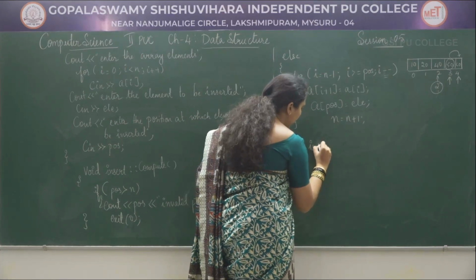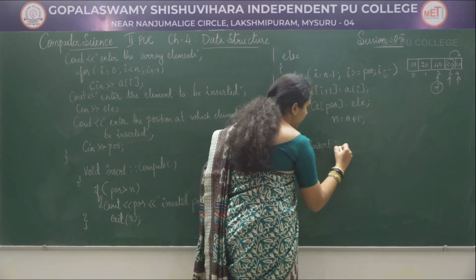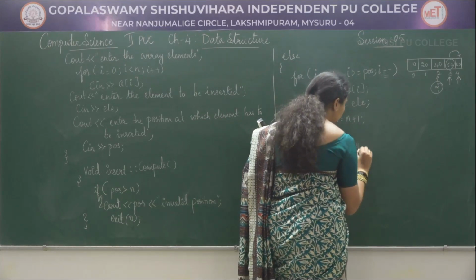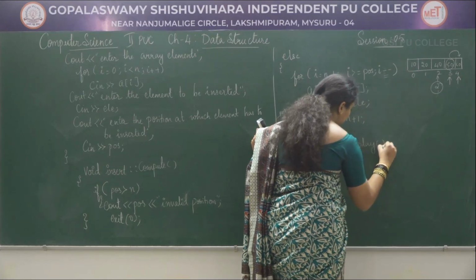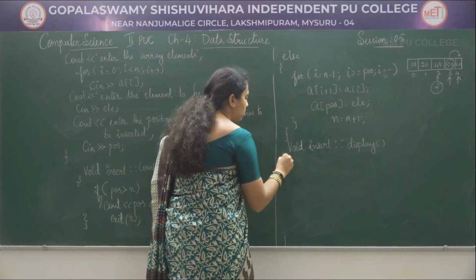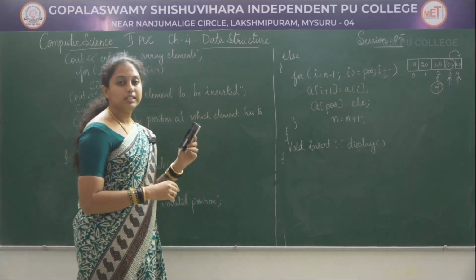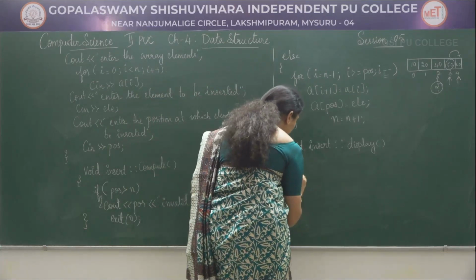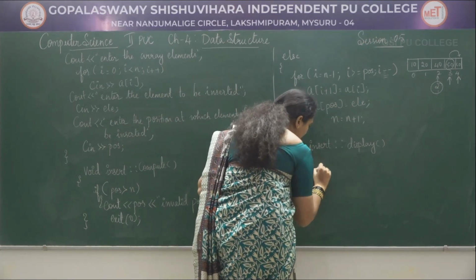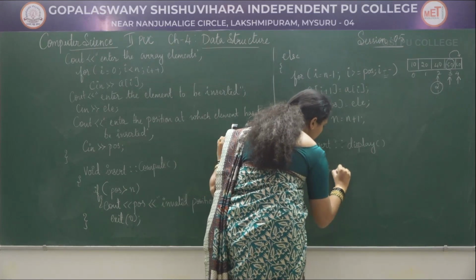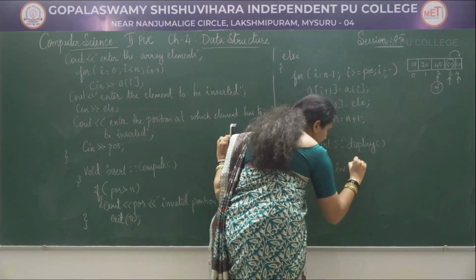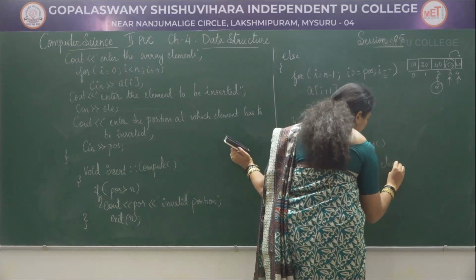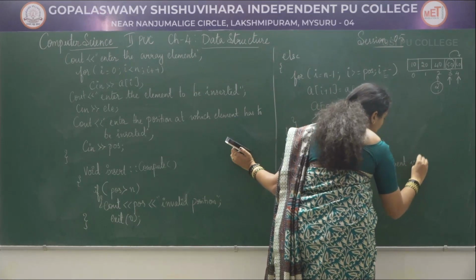Next, display, that is void. What is the class name? The class name is insert. What is the function name? That is the display function. So in the display function, we have to display the array after insertion. So cout after inserting an element into an array.